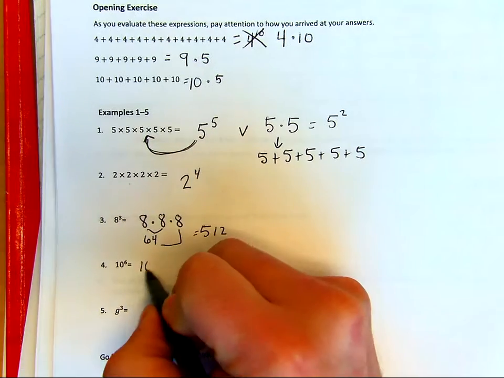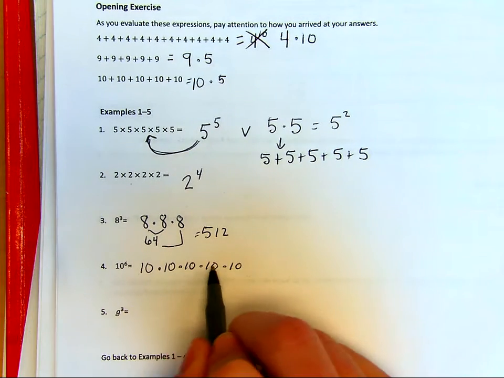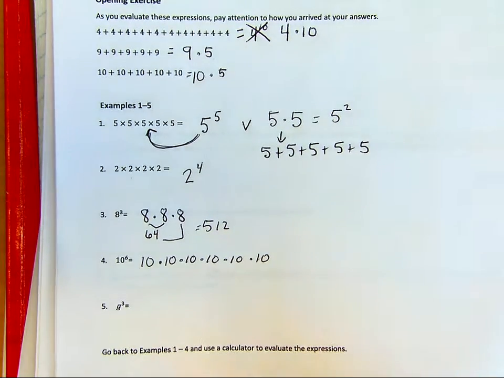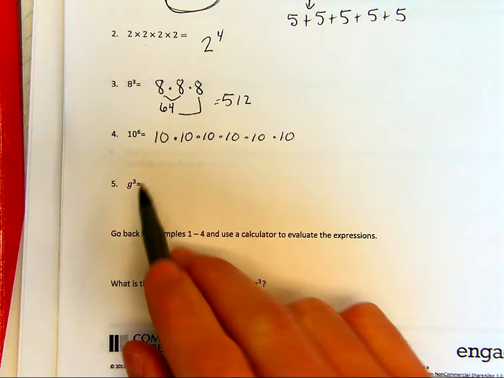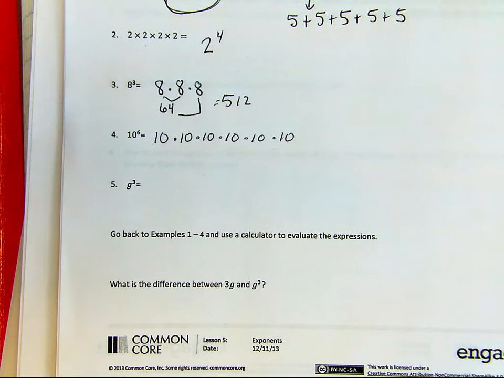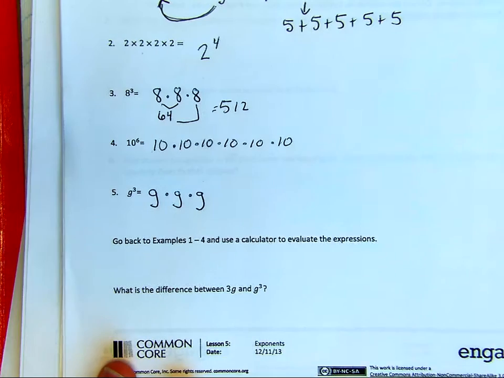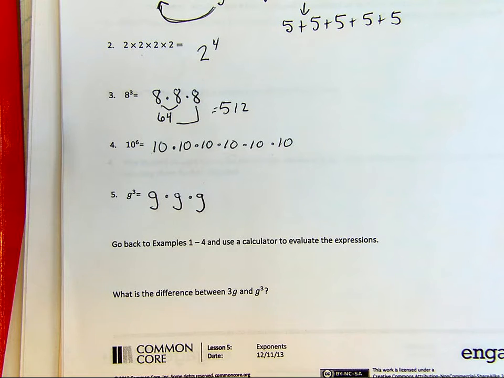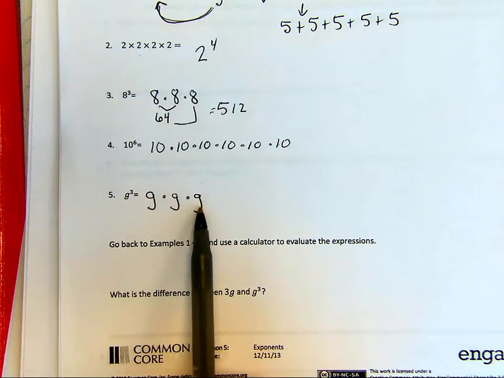10 to the 6 we know would be 10 times 10 times 10 times 10. 1, 2, 3, 4, 5, 6 of them. Now here's where we're stepping up. We're graduating into 6th grade stuff. G to the 3rd power. What would that be, Chris? G times G times G. Repeatedly multiplying G together. We don't know what the value of it is at this moment, but we know that G to the 3rd power would be the same thing as G times G times G.